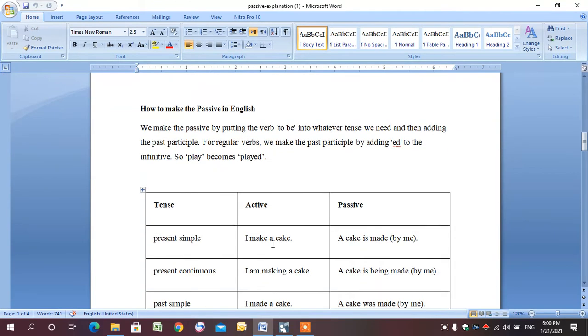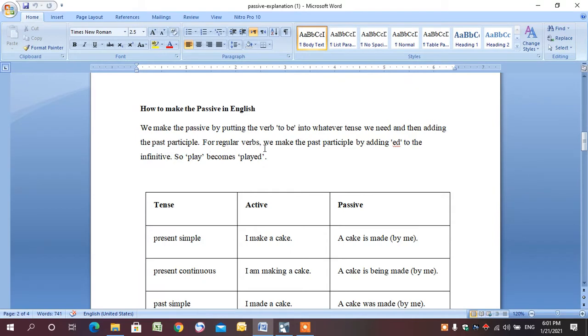Now, how to make the passive in English? We make the passive by putting the verb to be into whatever tense we need, and then adding the past participle of the verb. So the rule is, in order to form the passive, you have to add the verb to be in the same tense as the verb you have in the sentence, and then you change that verb into the past participle.